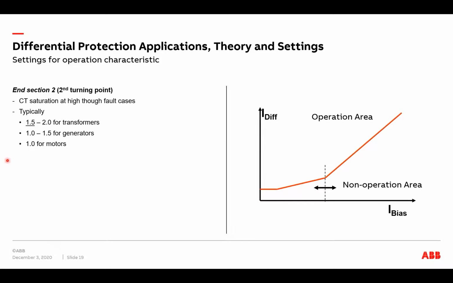For end section 2, which is where slope section 2 ends and slope section 3 starts, it's adjustable, but mainly we are using a recommended setting of 1.5 for transformers. For generators, it's between 1 and 1.5, and 1.0 for motors.